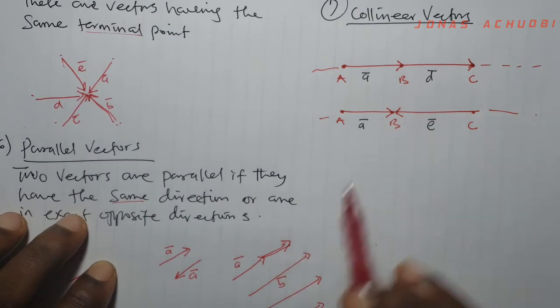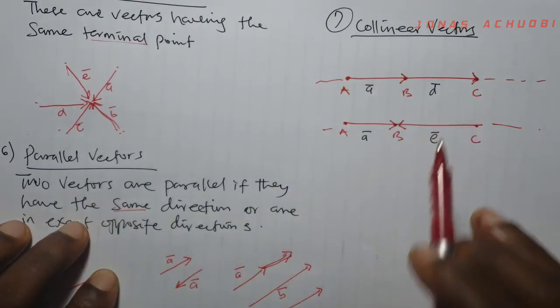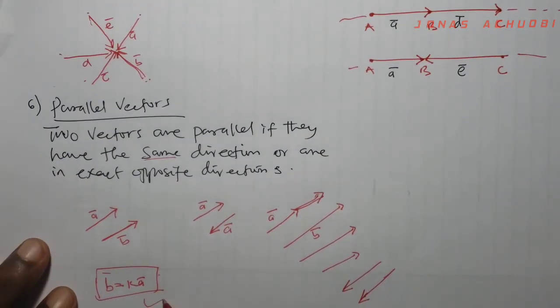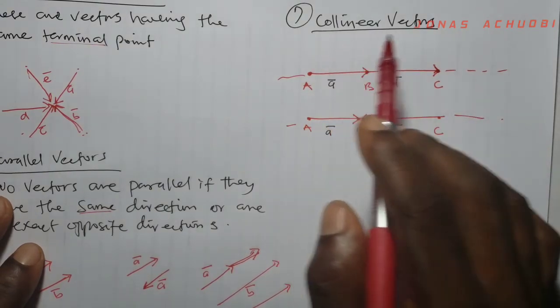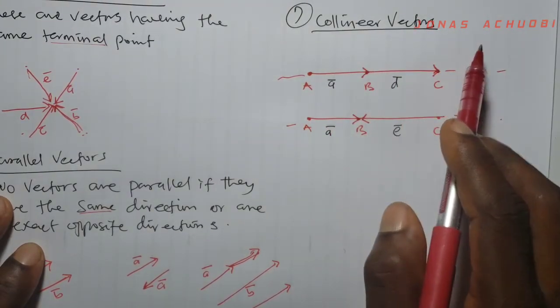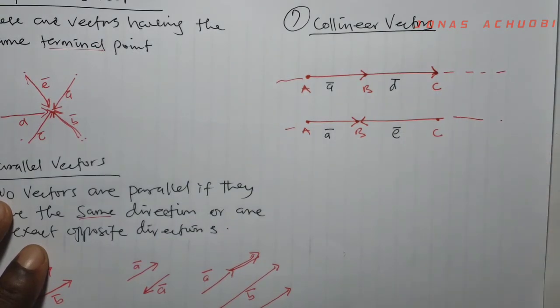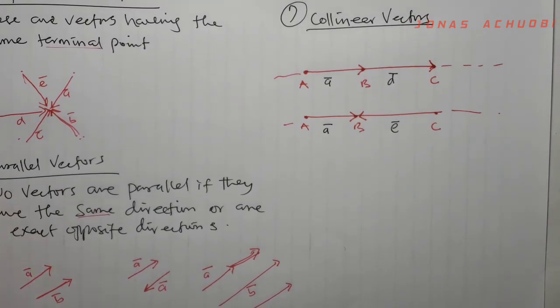However, in both cases, whether they are collinear or parallel, both are still parallel. Therefore, the relationship we had for parallel vectors still applies to collinear vectors. So if two vectors or three vectors are collinear, it simply means that one vector can be written as a scalar multiple of the other vector. And this is what we refer to as linear dependence of vectors. Like I said, we shall look closely into these details in much later videos.